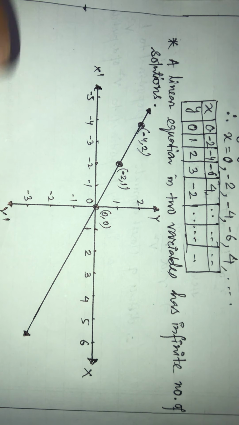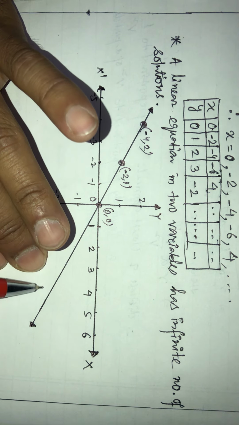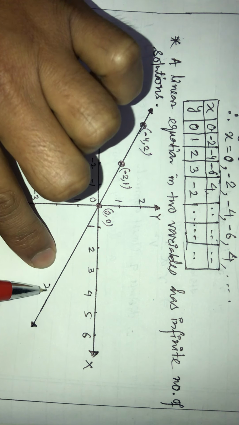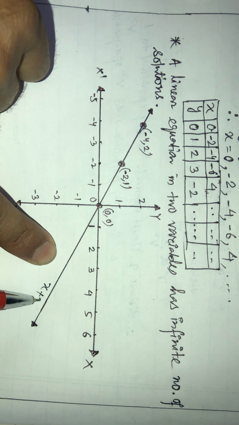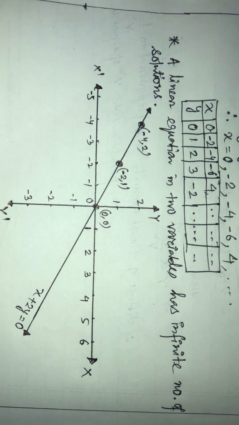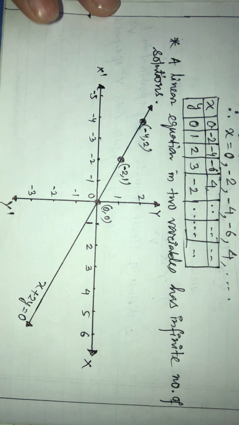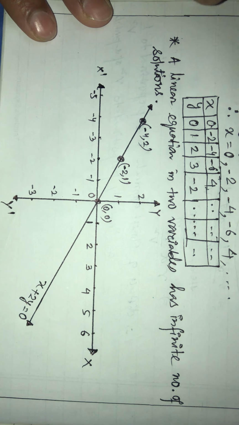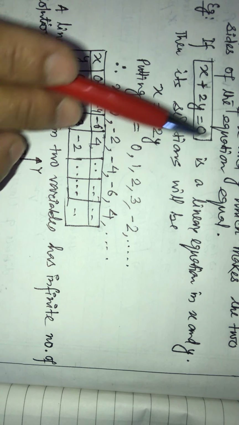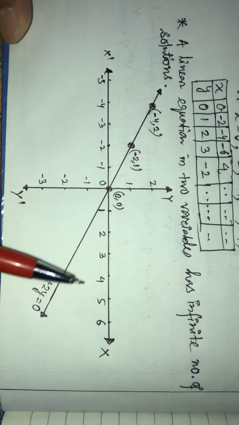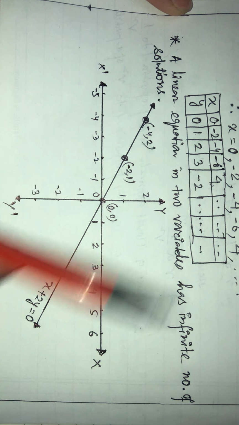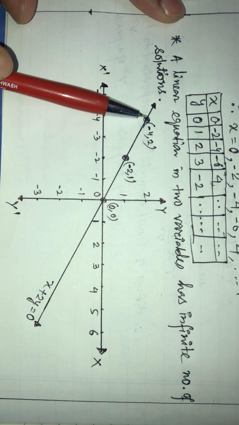So after that you should mark here that the equation was x plus 2y is equal to 0. Fine. So this is the graph we got for this particular equation. This was the equation, and this is the graph. This is what we call the solution set. So this is a line.